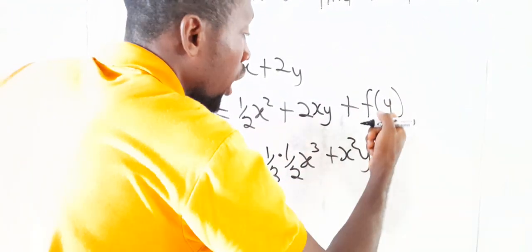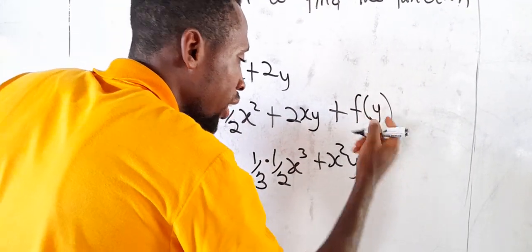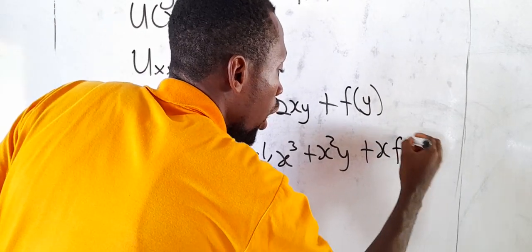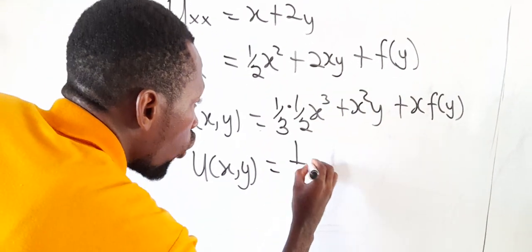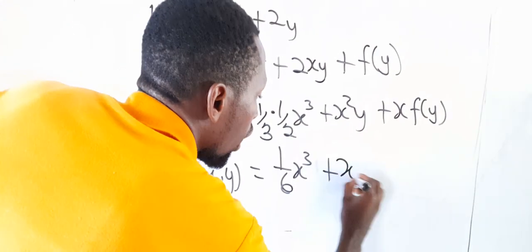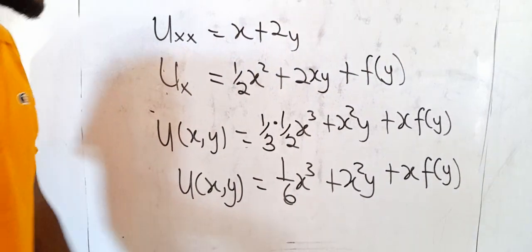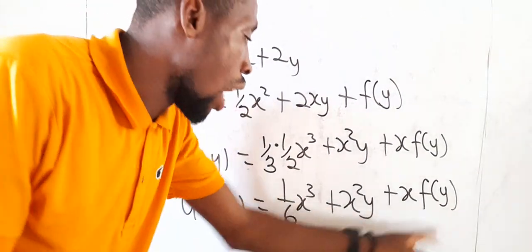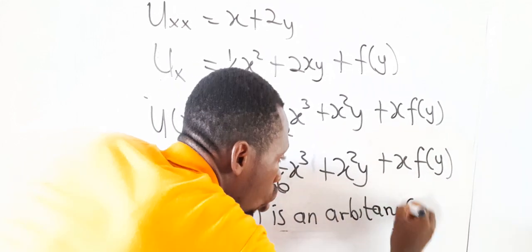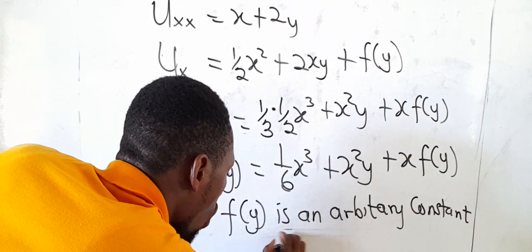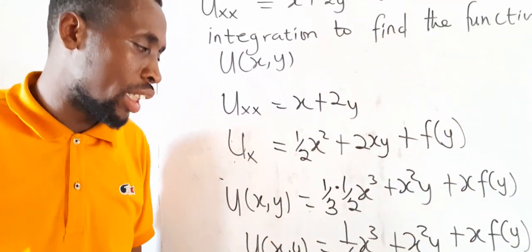You know integration by now. Now, remember, this is constant. This is constant of integration. Now, what we do, when we integrate a constant, we just attach the variable to it, so x f of y. So this, you can polish it to be this. So we have 1 over 6 x cubed plus x squared y plus x times an arbitrary function of y. So this is our function where f of y is an arbitrary function of y. I hope you get this. I'll do one more so that you get the understanding.